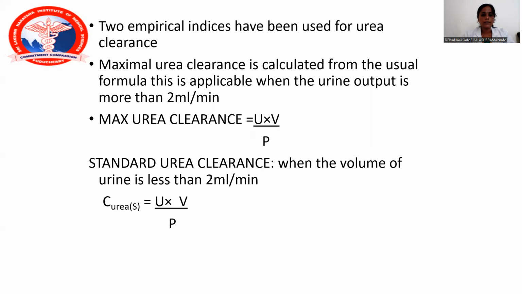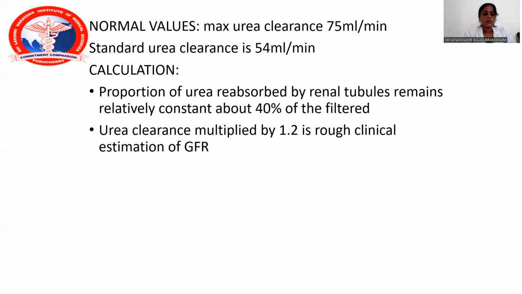So you have to write UV divided by the square root of V. Normal values: maximum urea clearance is 75 ml per minute, whereas standard urea clearance is 54 ml per minute. Calculation: the proportion of urea reabsorbed by the renal tubules remains relatively constant, about 40% of the filtered amount, and urea clearance multiplied by 1.2 is a rough clinical estimation of GFR.